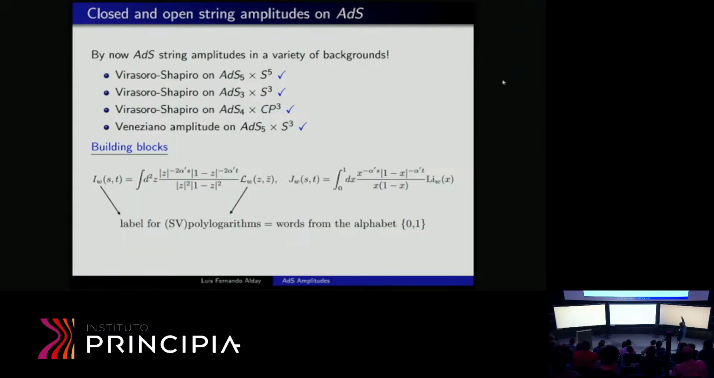And indeed, the basis is always integrals like this, where for the closed string case, you have the single-valued ones, and here you have the multi-valued ones, but their label, omega, is always the same, and are words from the alphabet 0, 1, in this case of length 3, length 6, etc. So actually, the number of independent coefficients is more or less the same.